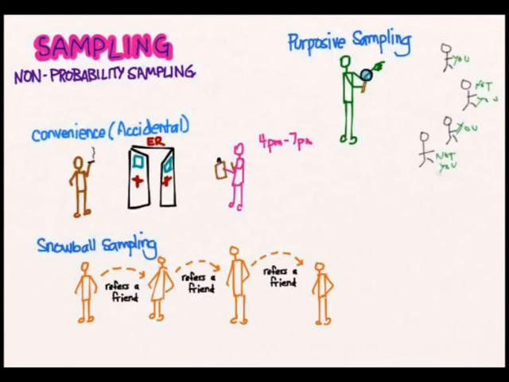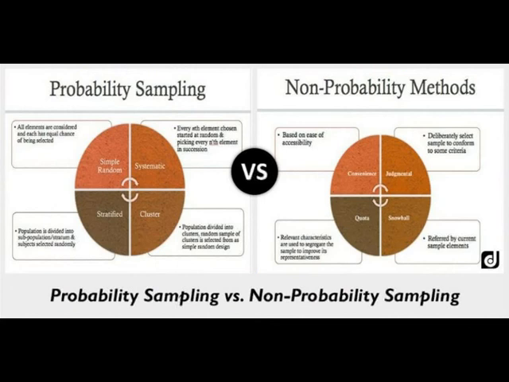Snowball sampling. Here the research participants recruit the other participants of the study. Participants are better known about the other participants of the study. I hope that you got a clarity regarding sampling and different forms of sampling. We have learned sample and its characteristics, techniques of sampling, and different types of sampling.